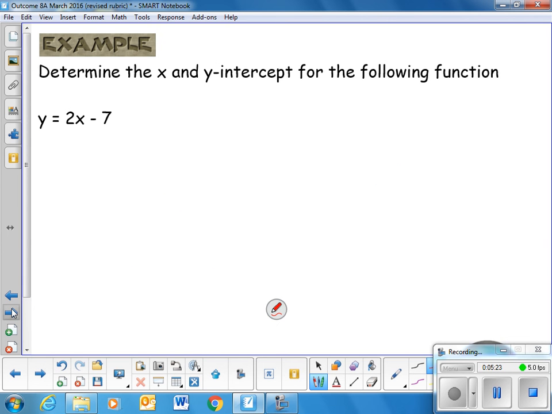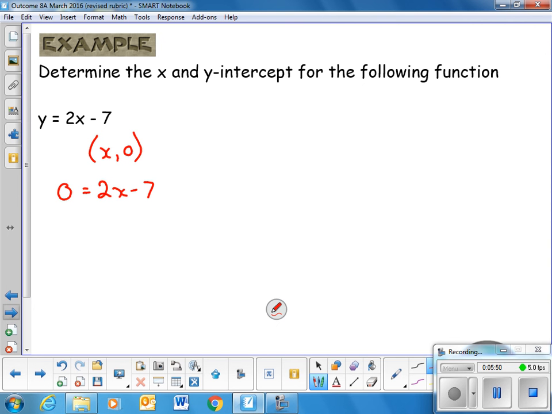Last question for today. Determine the x and y-intercept for the following function, y equals 2x minus 7. All of these questions today have been similar. They've just started with our equations in slightly different forms. So to find our x-intercept, we know that it's going to be something and 0. So put 0 in for y, and then solve our equation for x.